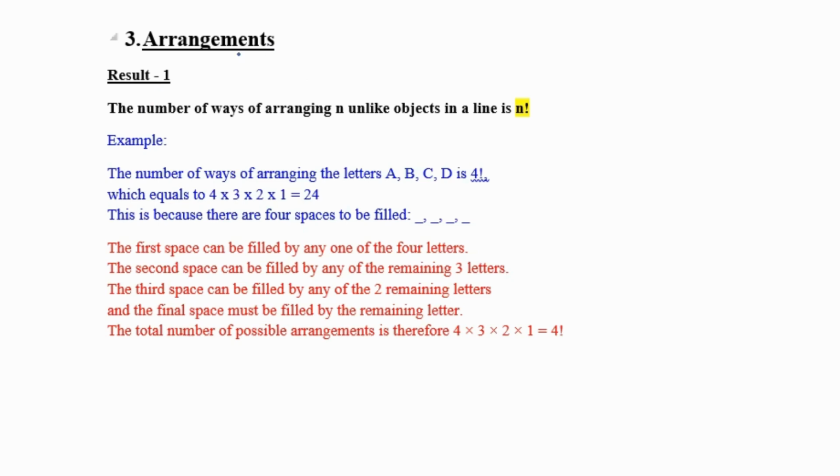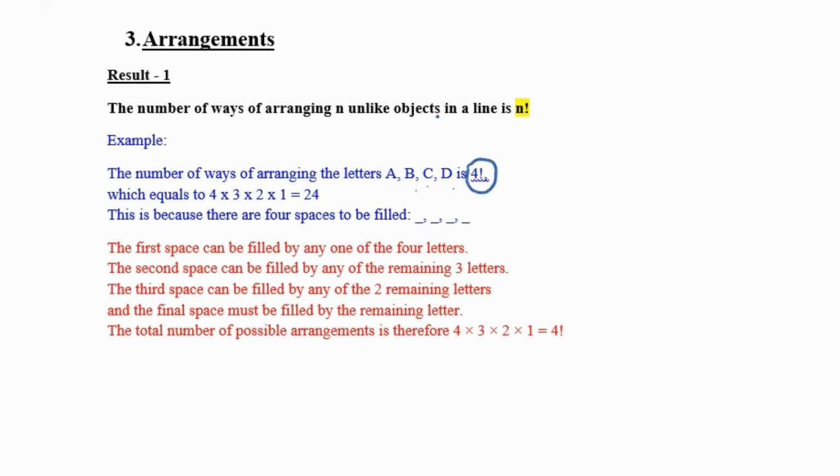So imagine there are things that you want to put in a line, say a set of pens, or think of a queue, the number of people that are in a queue. Or just as we say in this example here, the number of ways of arranging the letters. These four letters can be pens, can be people, anything. So in this example, we have the number of ways of arranging the letters A, B, C, D is 4, and there's a little exclamation mark at the end.